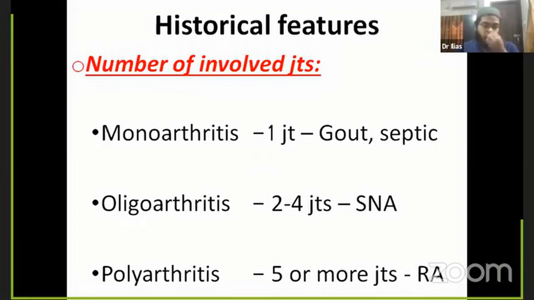In monoarthritis, the patient might have gout or septic arthritis. In oligoarthritis, the patient will have this kind of presentation in seronegative arthropathy. In polyarthritis, the patient might have rheumatoid arthritis. Okay.